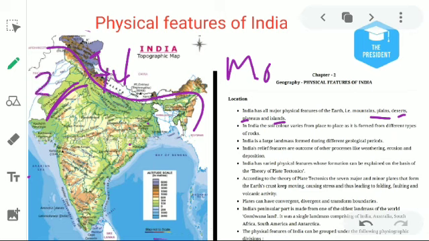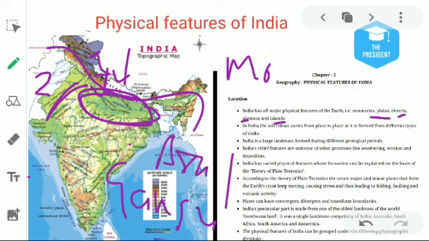Then south of these northern mountains, we can see the greenery portion. These are basically known as the northern plains. These plains are formed basically by three rivers: Ganga, Brahmaputra, and Satluj. We will learn all about them in the upcoming lectures. Then moving to the south, we have a peninsular region. This is known as the southern plateau.